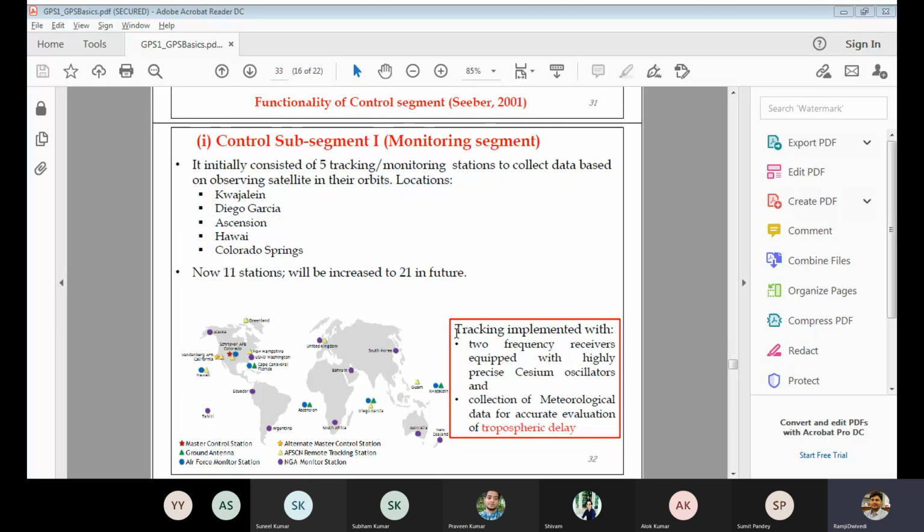Tracking is implemented with a two-frequency receiver equipped with a highly precise cesium oscillator, and collection of meteorological data for accurate evaluation of tropospheric delay.